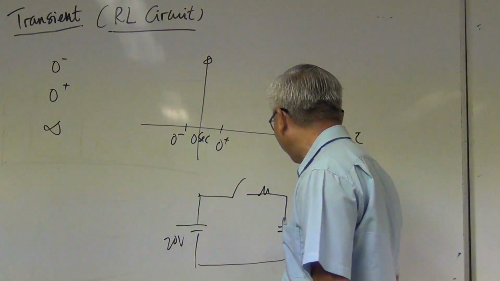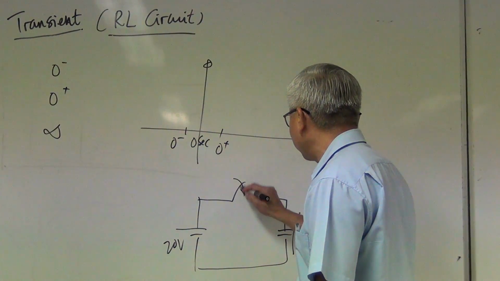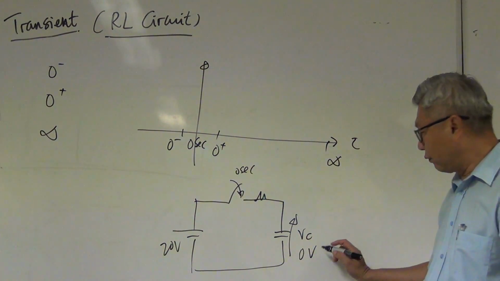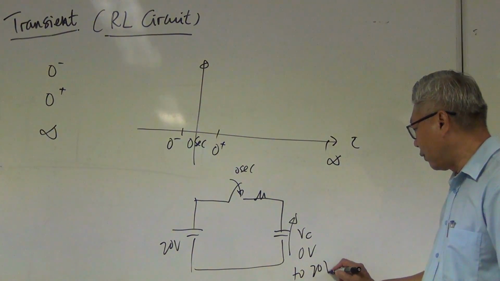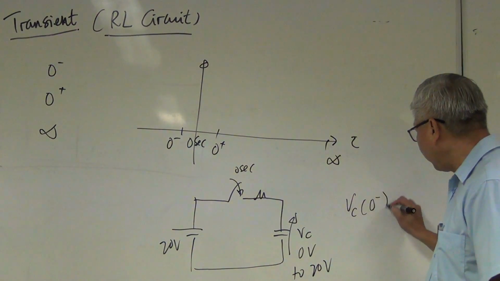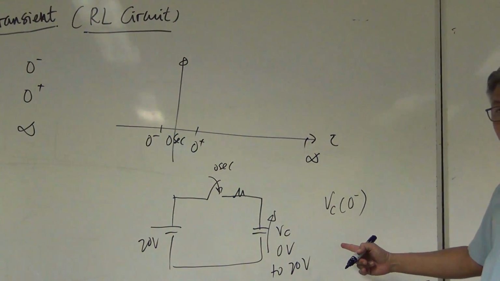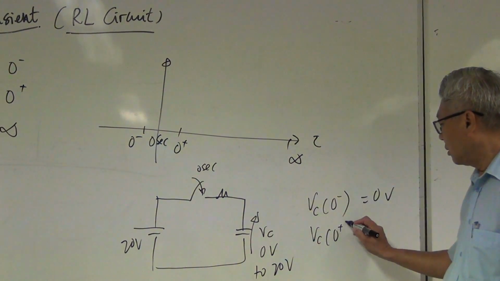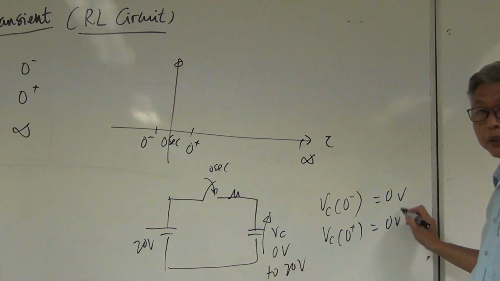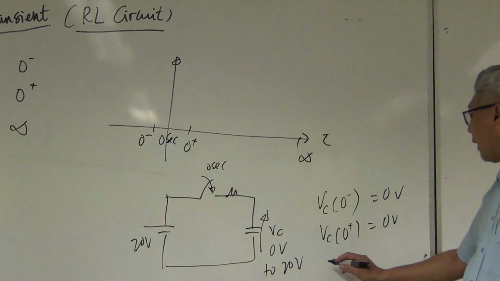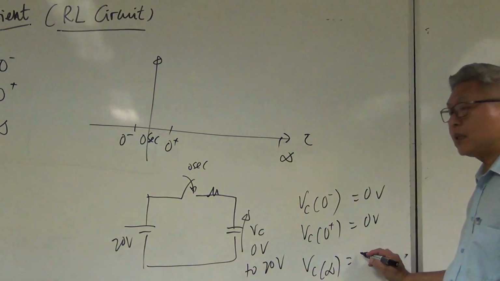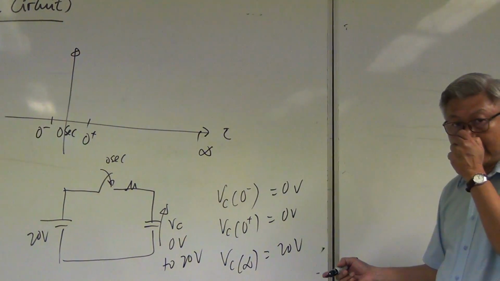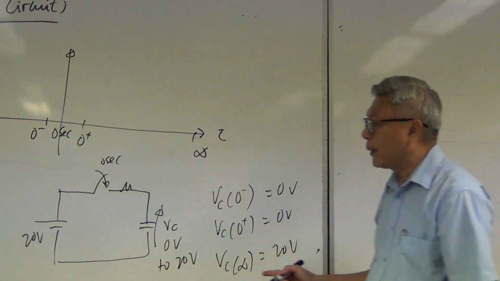Say here is 20 volt and this is VC, right? The switch is closed at 0 second. Initially there was no charge, it's 0 volt, and finally it's going to charge to 20 volt. So let me ask you, before the switch was closed, what was the voltage? It is 0 volt. Shortly after the switch was closed, it is still 0 volt, right? It takes time to charge. Finally, it is 20 volt. Get it? So that's the capacitor.